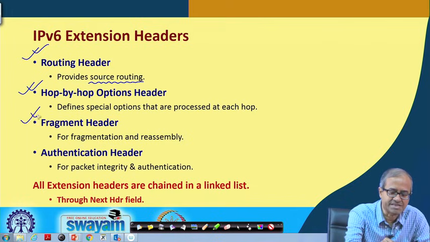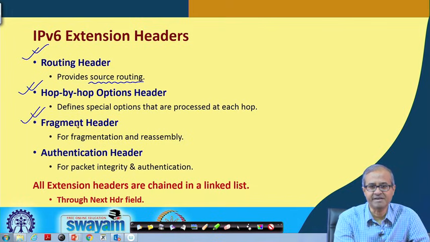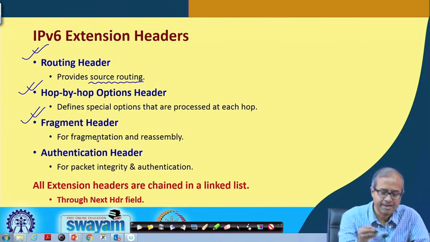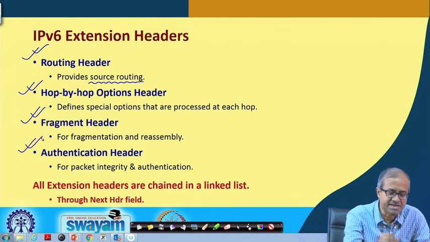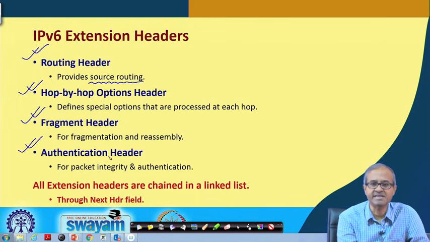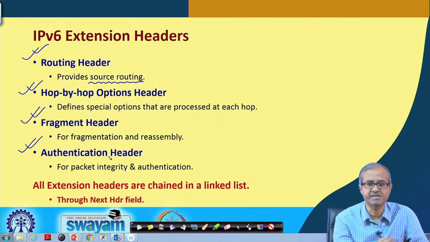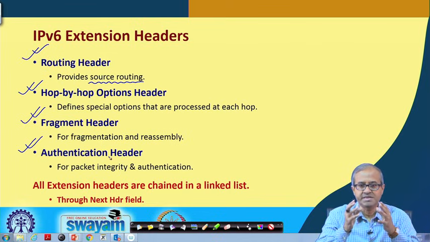Then for fragmentation, you have the fragment header. This will contain information, just like in IP version 4, which helps in fragmentation and reassembly: some flags, fragment offset, and so on. And to ensure packet integrity, there is also an authentication header, where you can implement some kind of hash function. We will be talking about hash functions later in this course. These hash functions are used for authentication purposes.